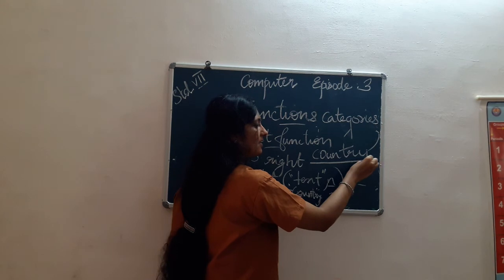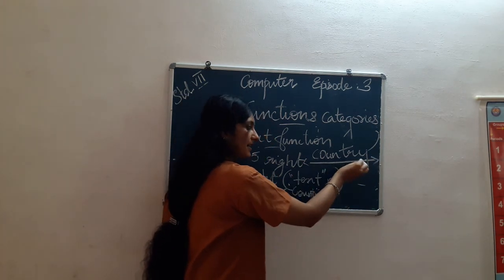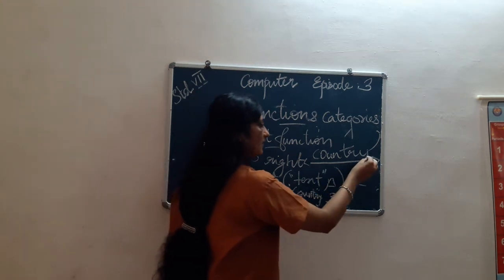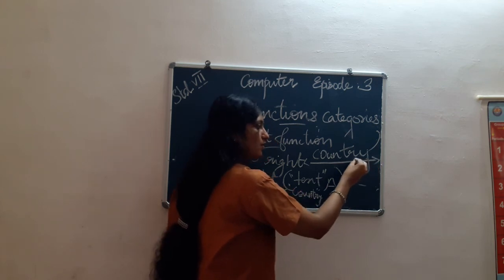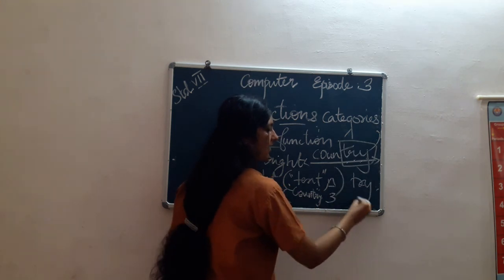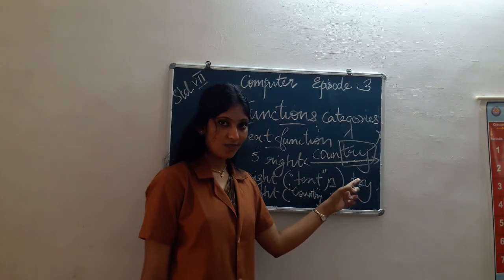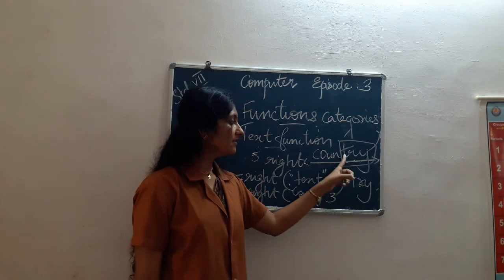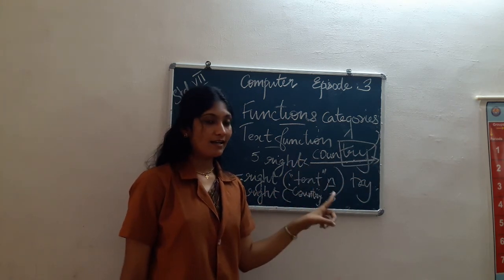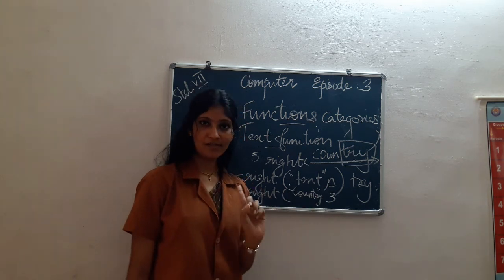Here is the right side and here is the left side. It starts from the right side and takes 3 letters from the input: 1, 2, 3. So our output is TRY. So right means taking the letters from the right side as the output, where n means the number of letters you want in the output, and text means your input string.